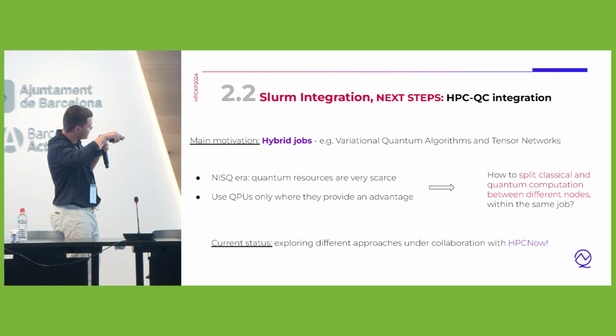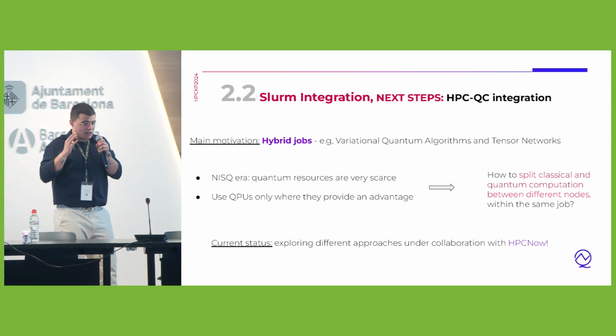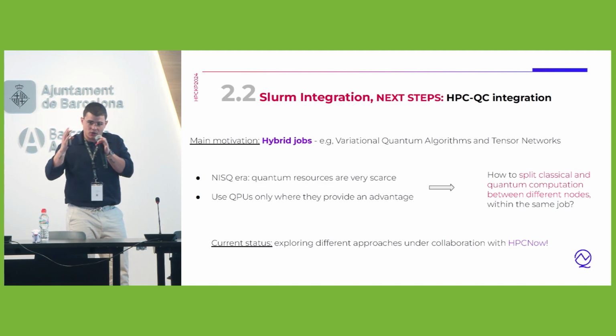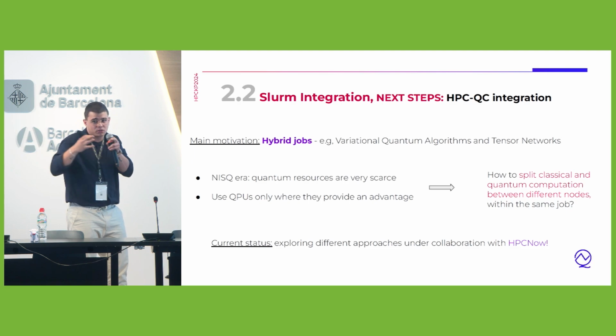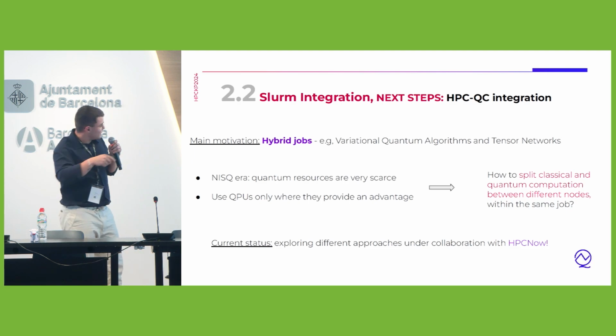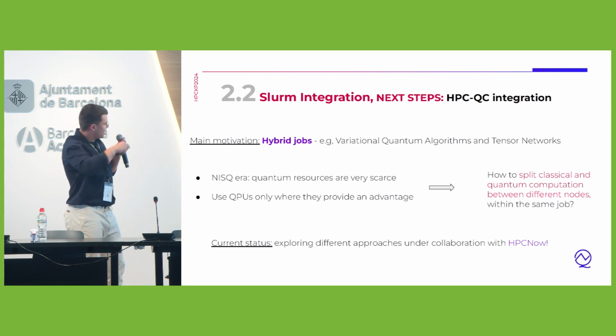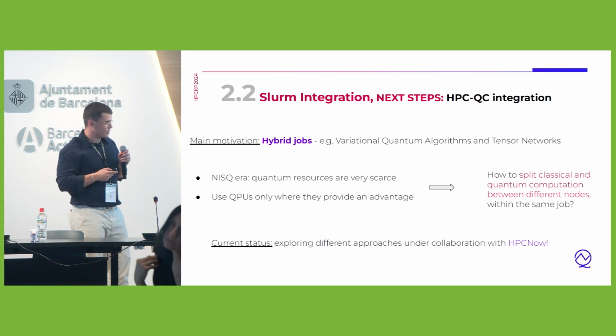Then the question to answer, in our case, is, given a job that includes both classical and quantum parts, how can I split the execution of these jobs in different nodes, in classical nodes and quantum nodes? We don't have the answer yet, but this is a work in progress. So we are collaborating with HPC now to explore different approaches. So having said that, Victor, floor is yours.